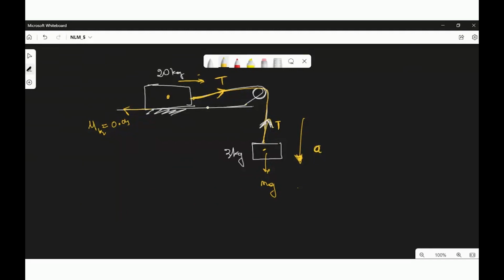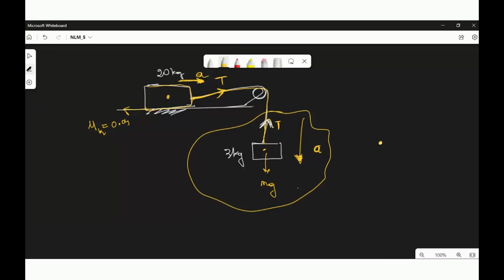The block is moving in this direction, no? Sorry, not the block, this cart. Do you agree? If the block goes in this way, your cart should come in this direction. Yes or no? Yes. So now what we can do here is, first consider your 3 kg as the system. Only this we will observe. So this is our system.